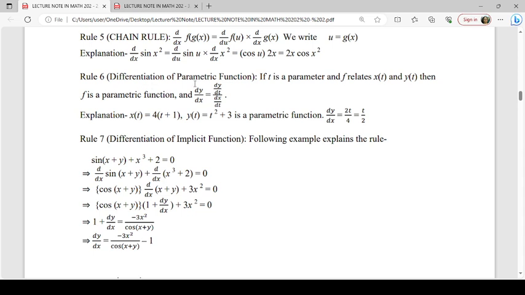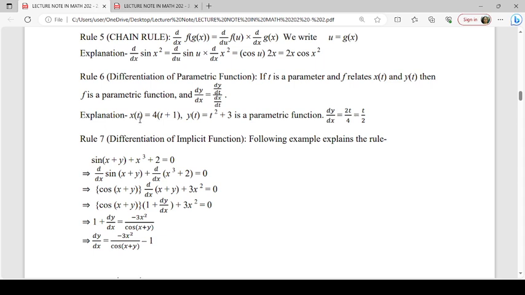This is a parametric function. So what is a parametric function? There is a relation between x and y, but at the same time x and y are functions of some common parameter, t. So x is a function of t, y is a function of t, and we say t is a parameter.